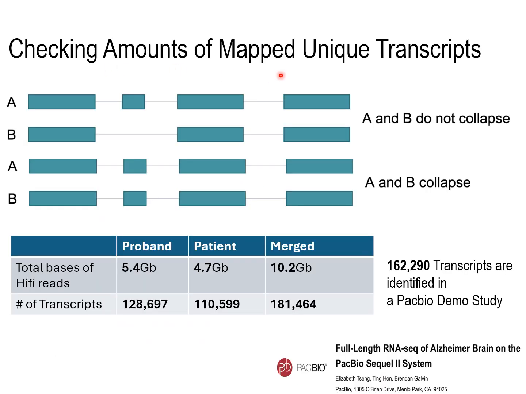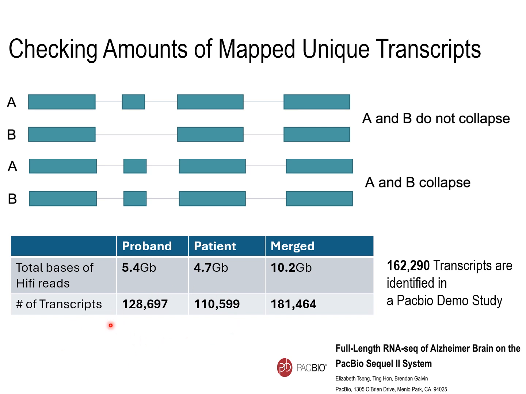After aligning our HiFi reads to the reference genome and the GENCODE transcript database, we used a collapse strategy to identify unique transcripts. As illustrated in the figure, transcripts with distinct regions remain separate, while identical transcripts are collapsed into a single entry. This process yielded 128,697 unique transcripts from our proband and 110,599 from our patient sample.